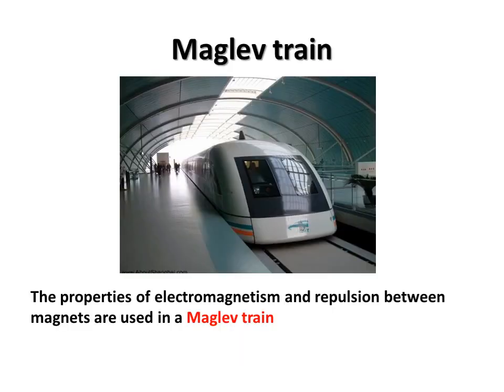Here you can see the picture of a maglev train. The properties of electromagnetism and repulsion between magnets are used in the maglev train. How does this train work? Due to the repulsion between the train and the rail, the force of friction does not come into play, and the train slides over the rails with great speed. The magnets fixed on the two sides of the train help it to move forward.